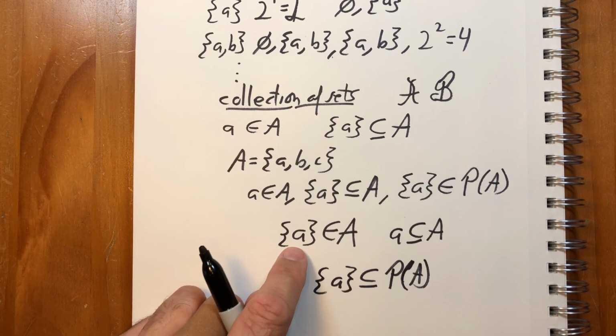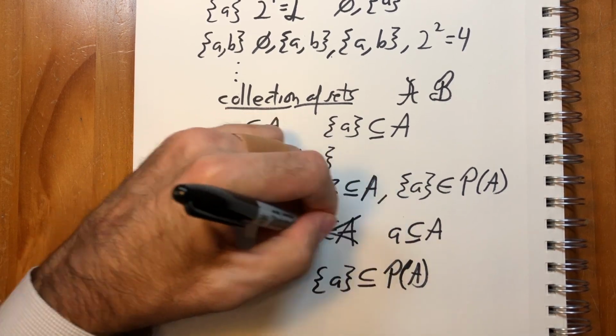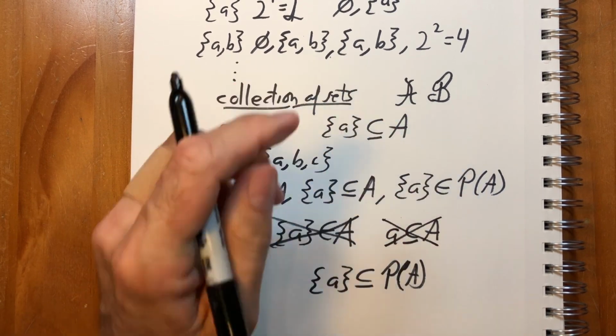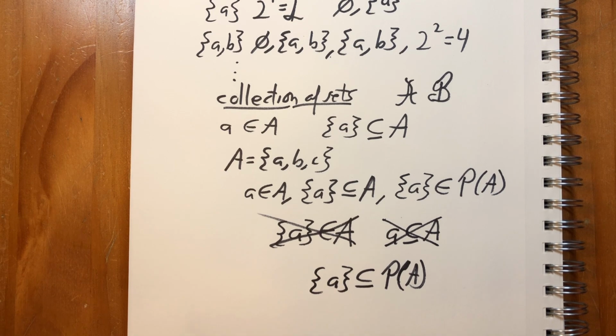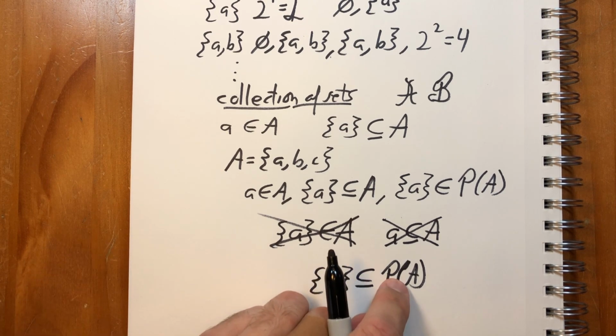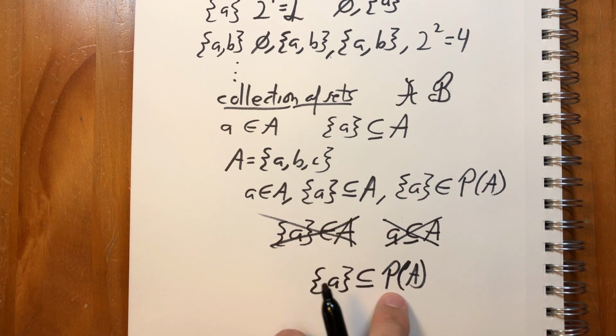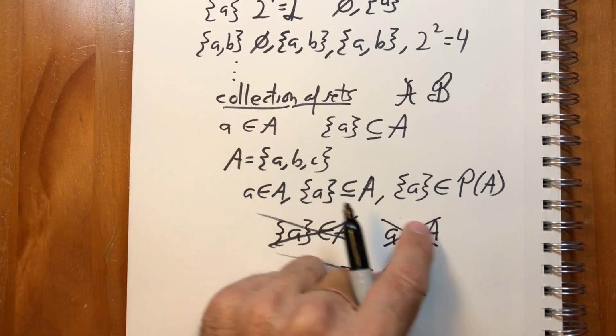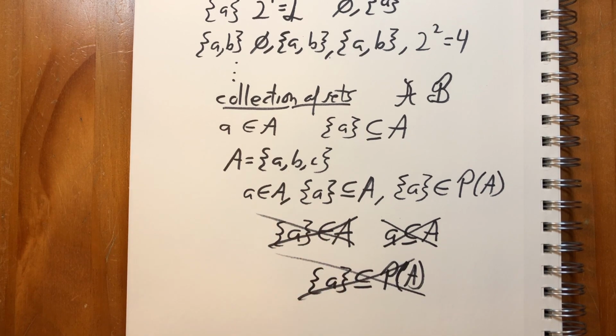These statements are not true. The set with the element A is not an element of A. The element A is not a subset of A. And the set with an element A is not a subset of the power set, because this is an element of the power set. It's not a subset, okay? So we have to be very careful to keep these concepts straight.